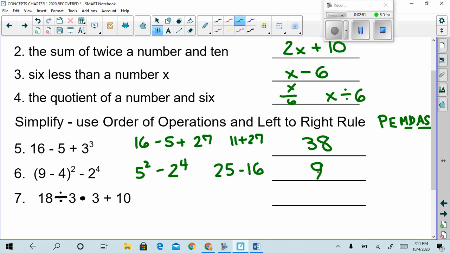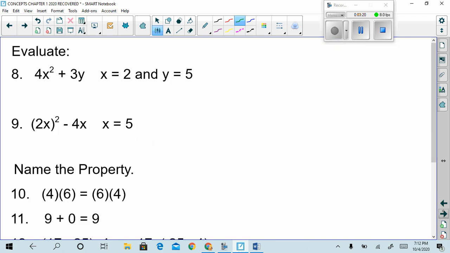Last problem, left to right rule. No parentheses, no exponents, so we look at multiply and divide. Whichever comes first, left to right. 18 divided by 3 is 6. 6 times 3 will give me 18. 18 plus 10, 28. Following the rules will get you the correct answer each time. On to our next topic.